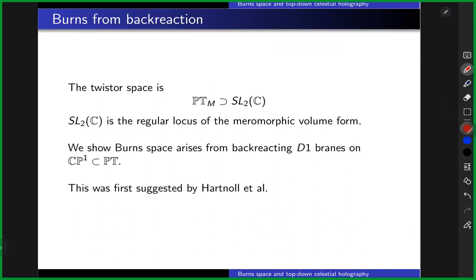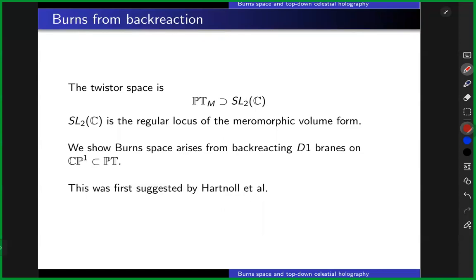And we could have realized that this was the right thing to do from some kind of holographic story, because if you take some D1 branes wrapping a CP1 inside twistor space and you back react them, then you would indeed find Burns space. So there's an old paper of Sean Hartnoll and collaborators which was suggesting way back 20 years ago that this is what we would expect.